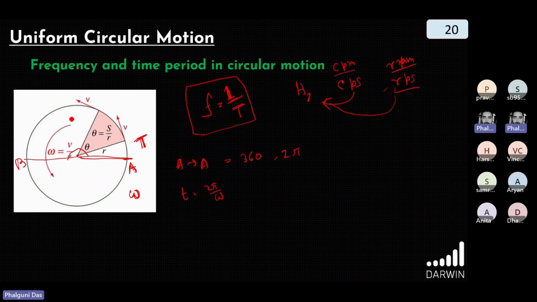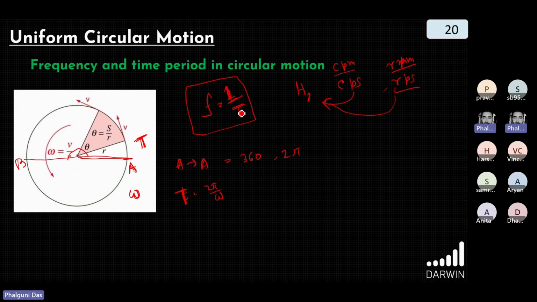Because omega is related to the rate at which this angle is being covered. Its total covered angle is 2 pi, and the angular velocity or angular speed is omega. So the time period, or the time taken for a full revolution, is 2 pi by omega.